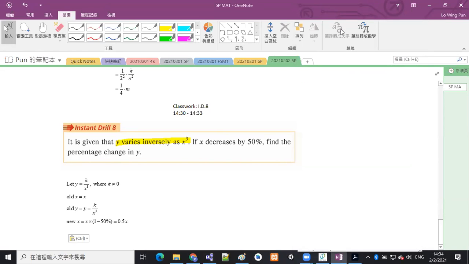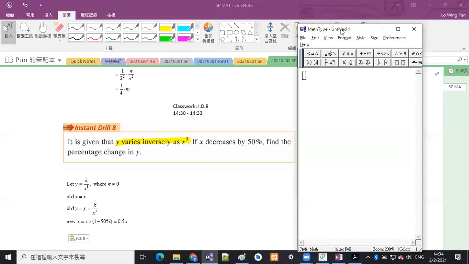Can you get this? And then we need to find the new y. New y is equal to, using the formula, using the equation, k over, but the x is new x to the power 3. Okay, careful about the power 3. And then we will substitute the new x expression. So that should be 0.5x and then to the power 3. And then the 0.5 and the x will share the power 3. Okay, so it is like this, 0.5 cubed times x cubed.